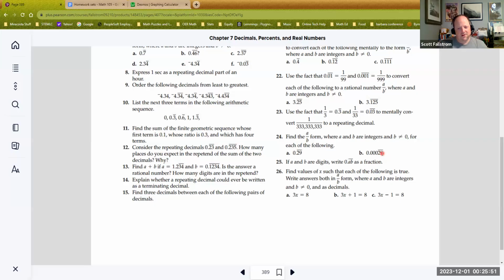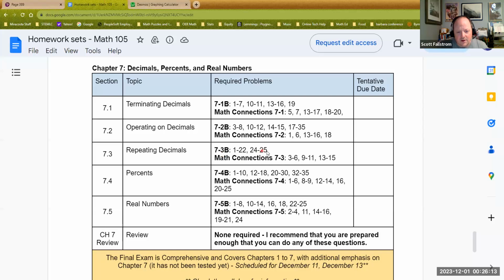Okay. Let's see here. Yeah, I think 25. You will have done this idea, taking a repeating decimal and turning it into a fraction, 4 or 5 times already. So they're asking you to do it with variables. And I think that's it. I think I end at 25.